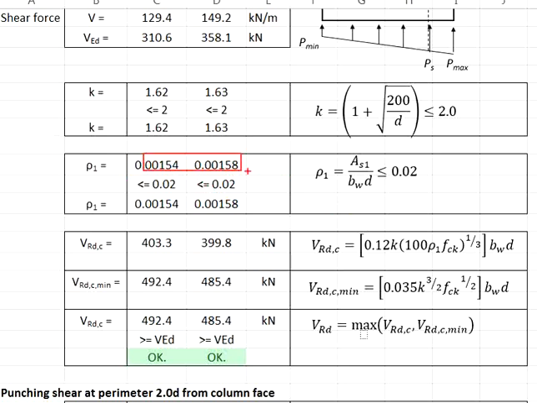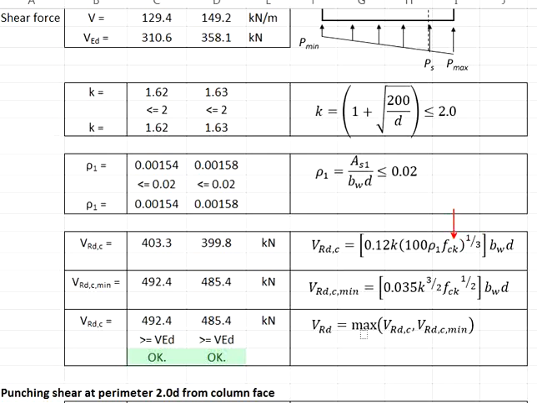The calculated rho 1 here is less than 0.02. You will use the calculated rho 1. Next, you will substitute the values into the equation. For the major axis, you use the K and the rho 1. As for the minor axis, you use the K and the rho 1.